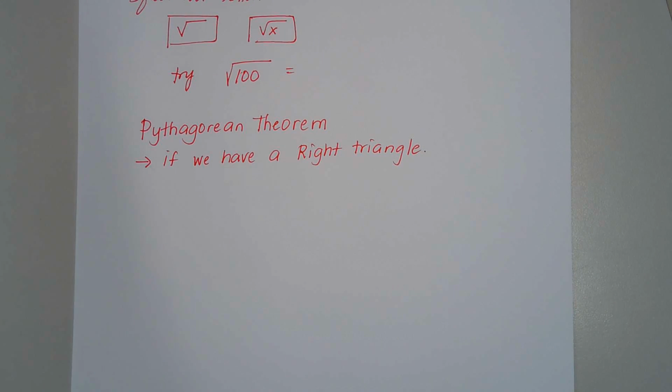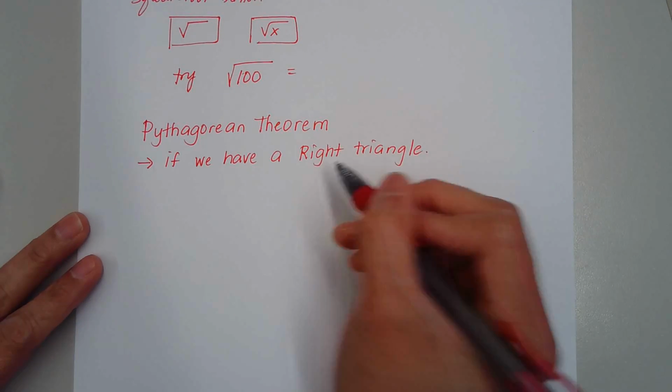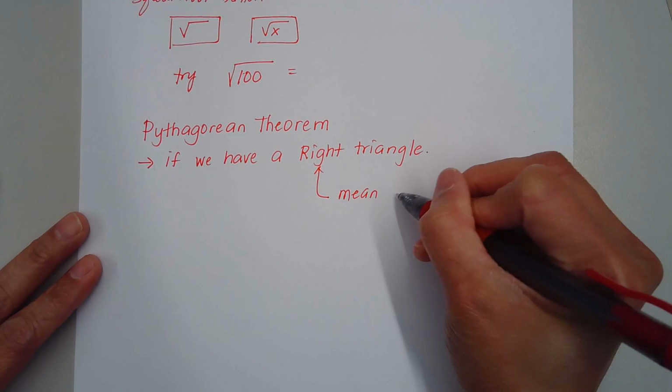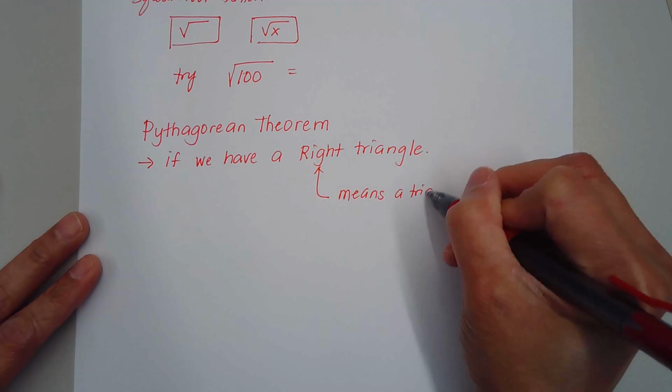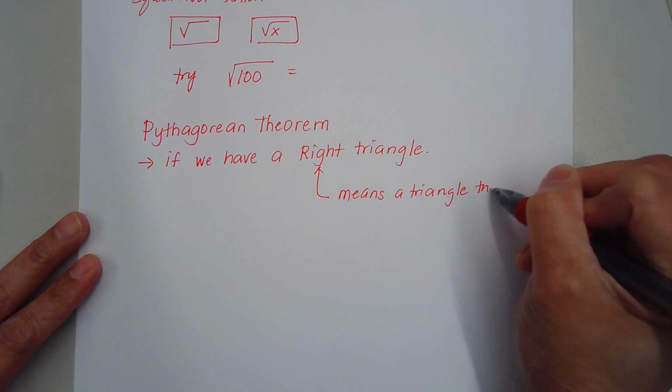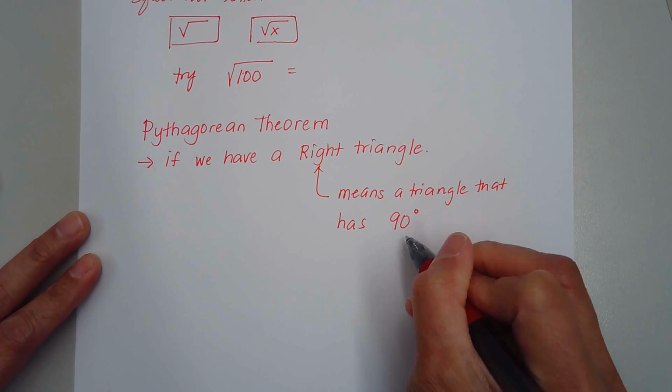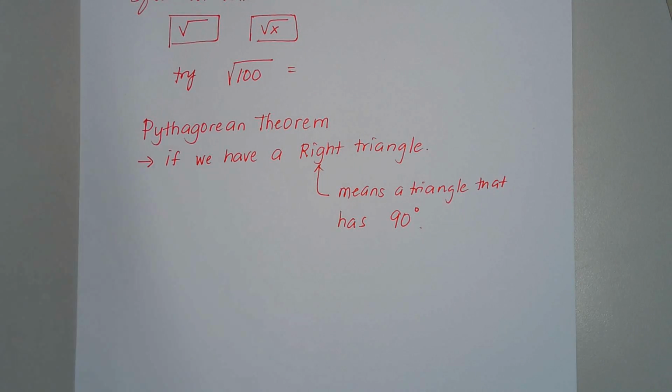Not the wrong triangle, the right triangle. Anybody has heard of right triangle before? Not yet? Okay, not yet. Right triangle means a triangle that has 90 degrees in it. Now, you're going to ask your next question: well, what makes a 90 degrees, right?